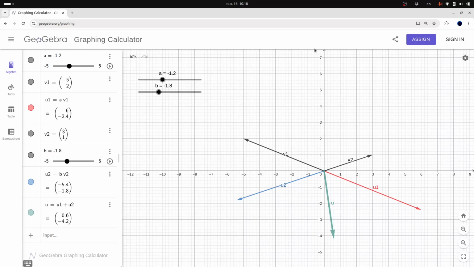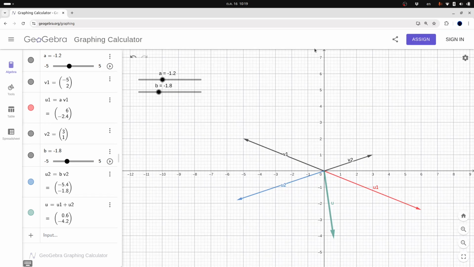So let's look at the values a and b. Try to imagine what I'm going to ask you. Say b is minus 1.8, so it goes backward to this. I also have a as minus 1.2, so it goes backward to that. And you have the resulting vector u here. Can you move u up there by changing the values of a and b?